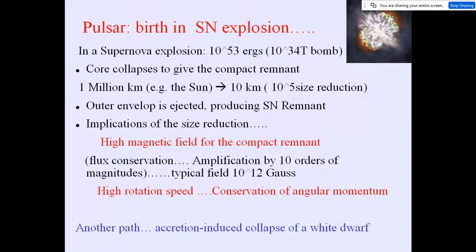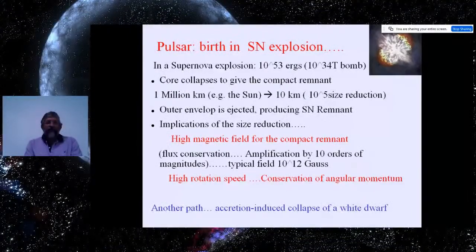So let's look at the implications of this size reduction. This is what was appealed to, and people felt happy about, that they understand why we see high magnetic fields in neutron stars, and also see high rotation speeds. People invoked initially simple arguments of flux conservation to understand the high strength of surface magnetic fields. If you begin from some modest magnetic field, let's say 100 Gauss for the original star, and have a 10 to the 5 reduction in radius, you will have 10 orders of magnitude amplification for the surface field.